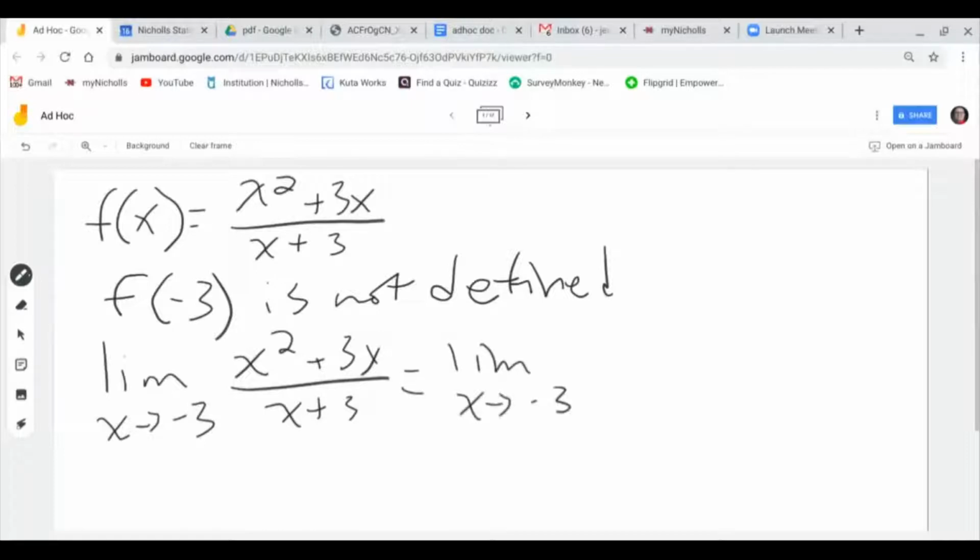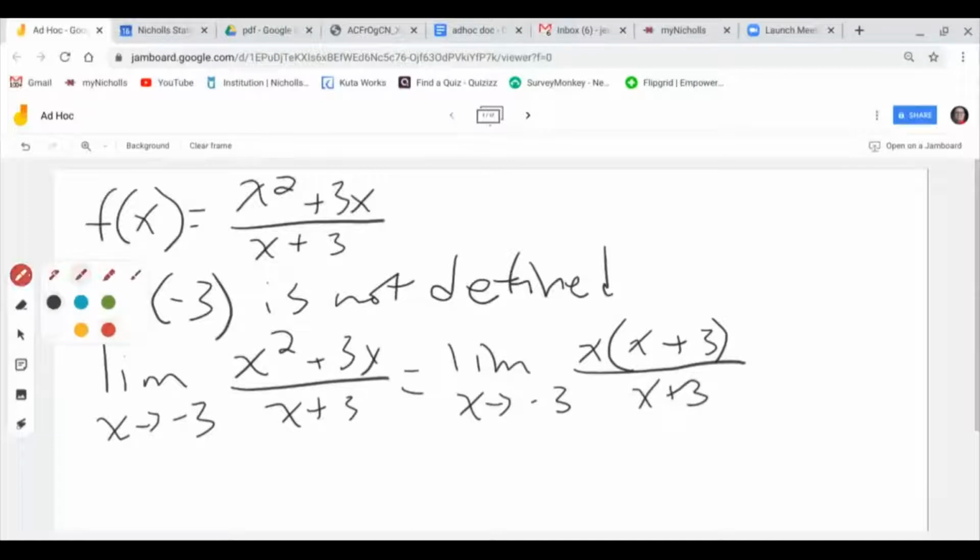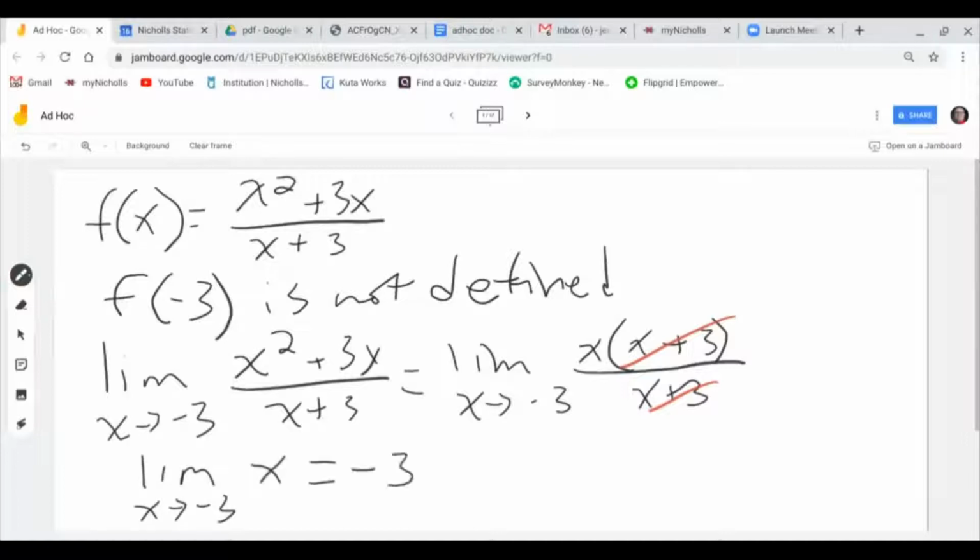hopefully y'all are all getting better at seeing these. Then notice we'll have x times (x plus 3). Factor an x out of both of those terms. We have an x plus 3 here. And so that x plus 3 and that x plus 3 can reduce. And so what we're left with is the limit as x approaches -3 of just x, which is just going to equal -3.